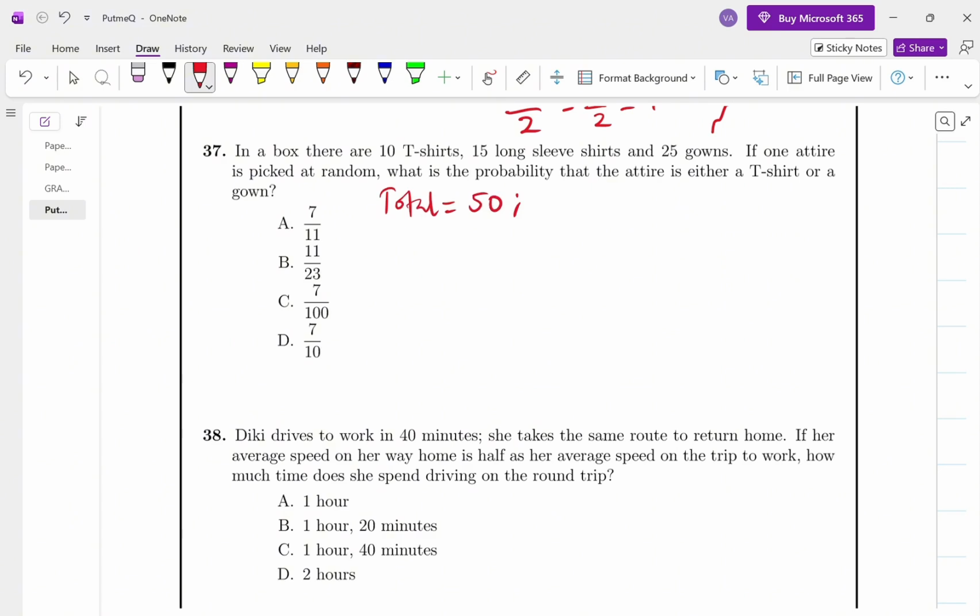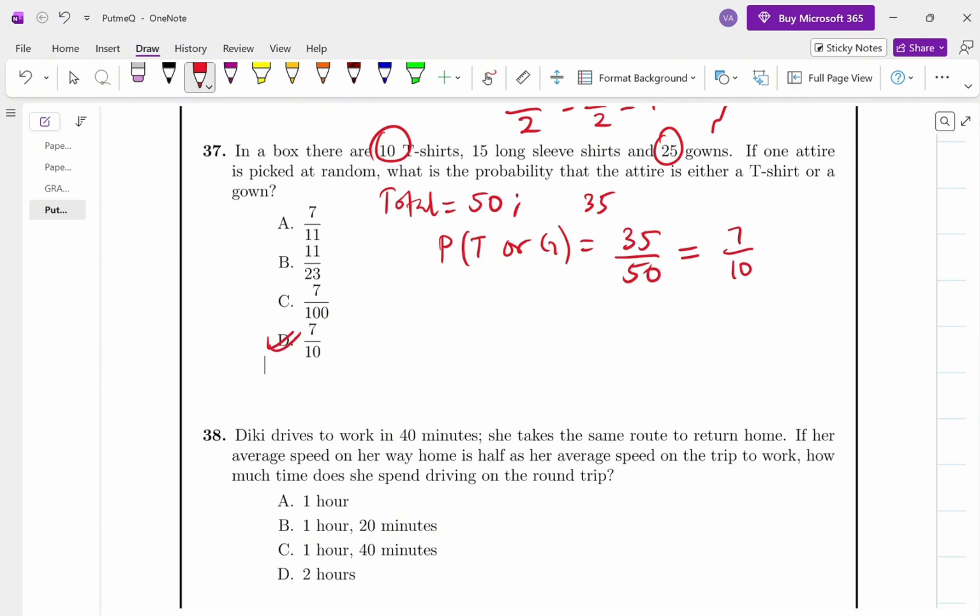So we're going to add up t-shirts and we're going to add up gowns. When we add this up, we're going to get 35. The probability of either of these two, either t-shirt or gown, will be 35 out of 50. When we divide this by 5, we have 7 out of 10. So the answer becomes D.